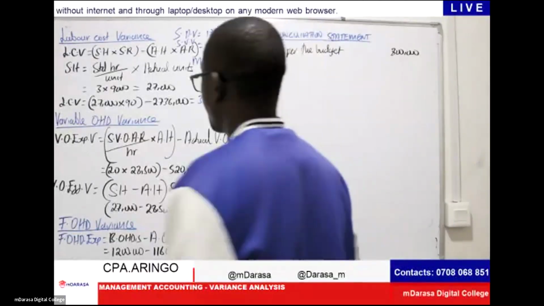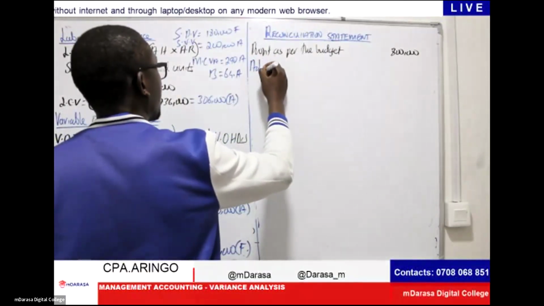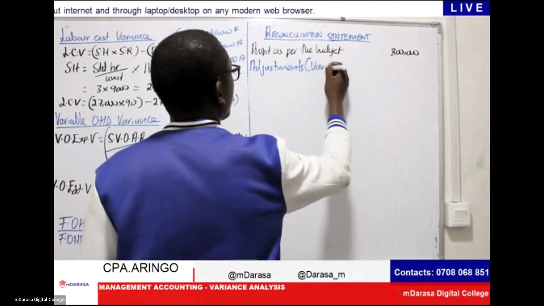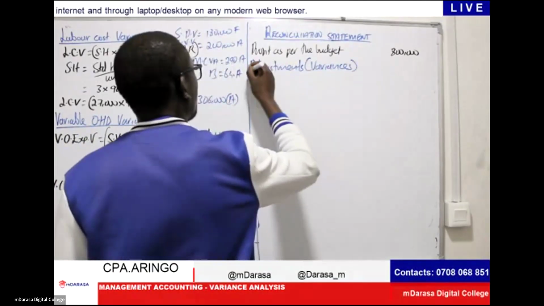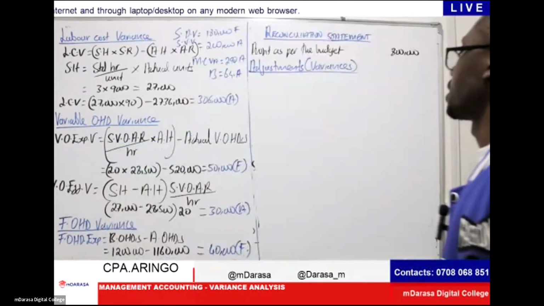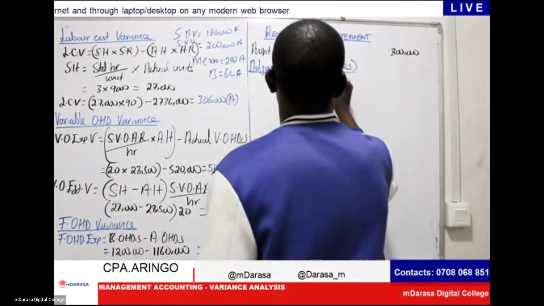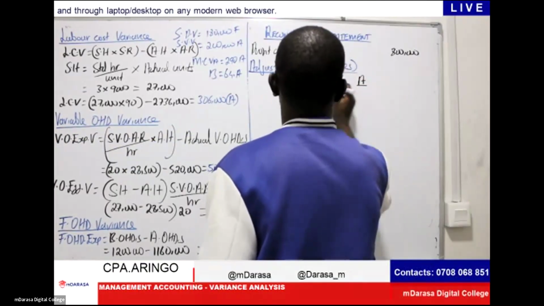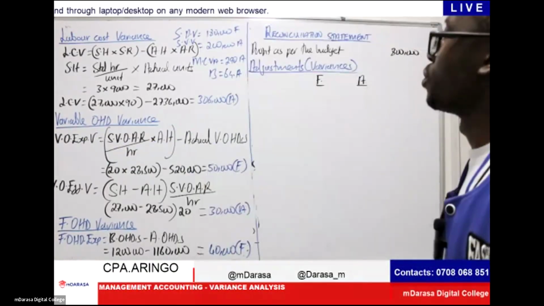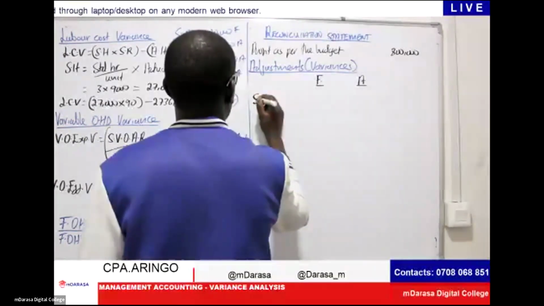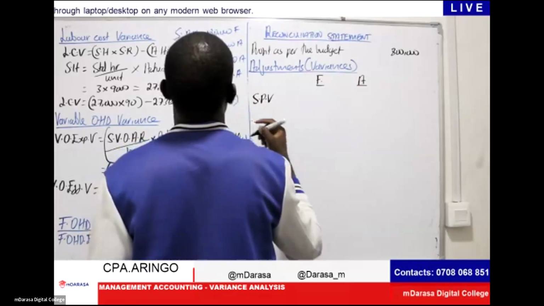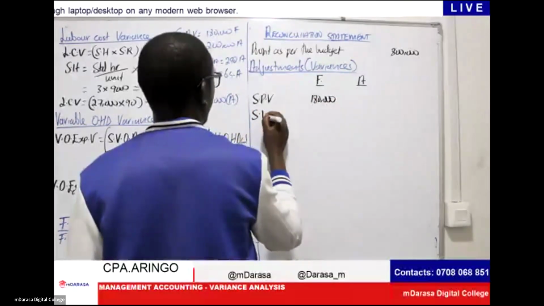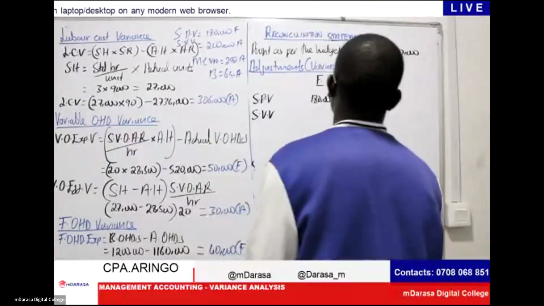We've made some adjustments in our variances. So these are the adjustments from the variances that we've computed. The first case, we have to consider favorable and adverse here. So we have the sales price variance, we had a favorable of 180,000. Sales volume variance, we had an adverse of 200,000.